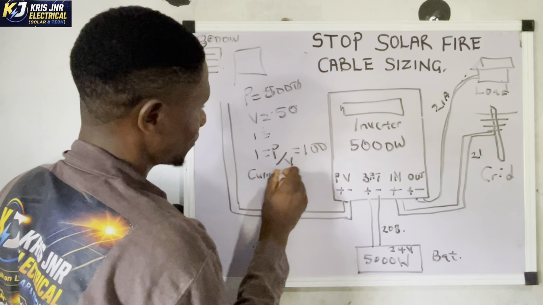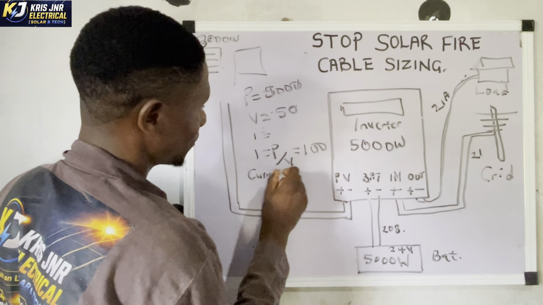So 100 amps is flowing to the inverter from this panel. So what do you think? What size of cable do you think? In reality, you cannot find 5,000 watts and 50 volts. We are just using this to do the calculation so that you will understand how it is. So 100 amps of current is flowing to the inverter. So what is the size of cable?